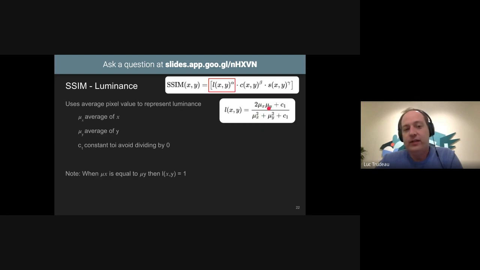If these two are the same, then this is going to be the same value over itself, so it's going to be 1, right? If you have 10 over 10, it's 1. If you have whatever value over whatever value, it's always going to be 1. Now, as these values become different, as these images change, then this ratio is actually going to go away from 1 towards 0. That means 0 in this case would be very, very different. So that's how we understand luminance.